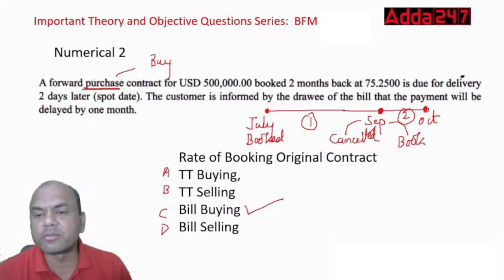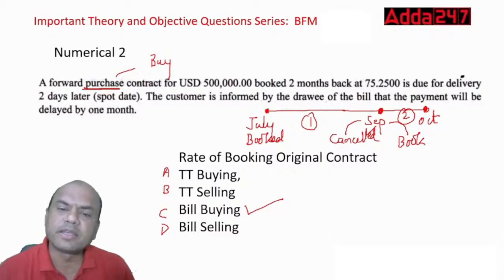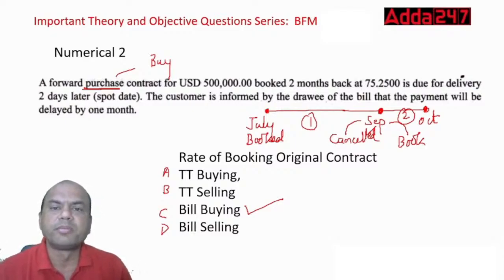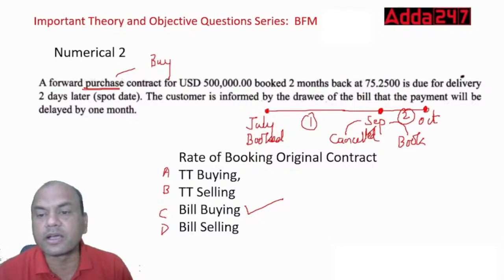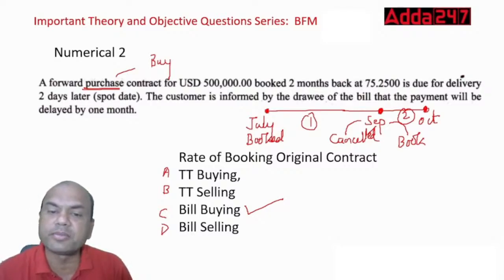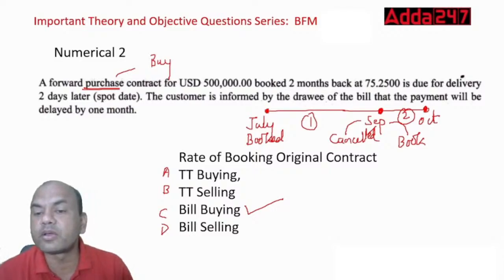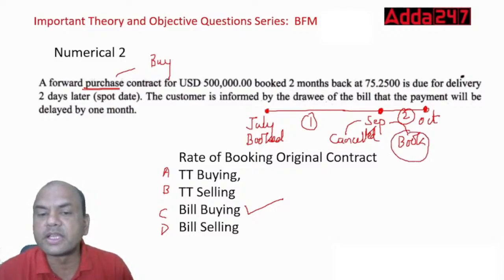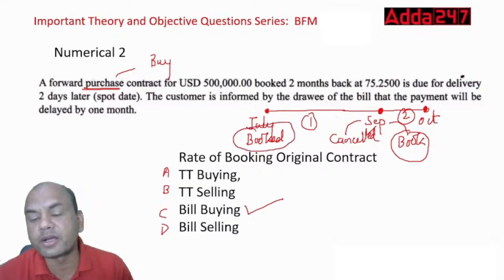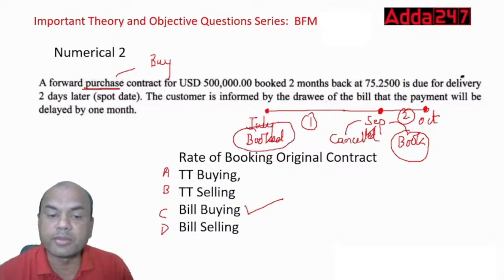See here, contract number 2 which is booked is same as contract number 1. Because there also I had booked it for purchase. Again, I'll have to book it for purchase because the same thing is repeated. Whatever had happened in July is repeated one year on. Same thing is repeated. So if it is repeated, then the rates will also be repeated. So it will be again bill buying rate.